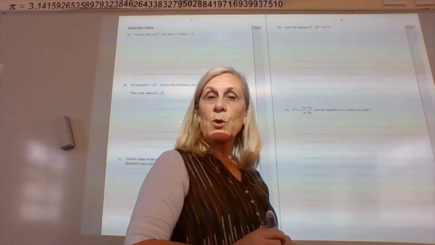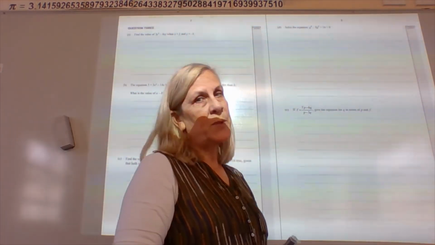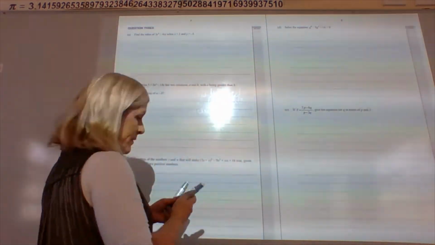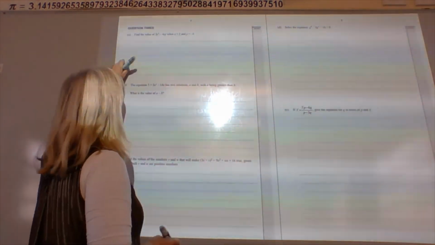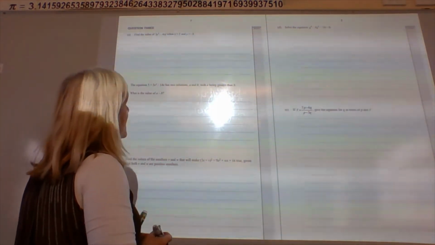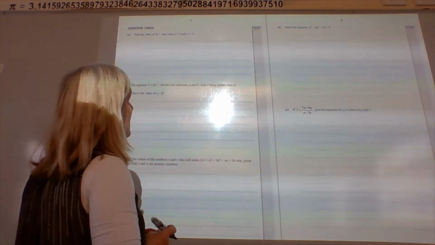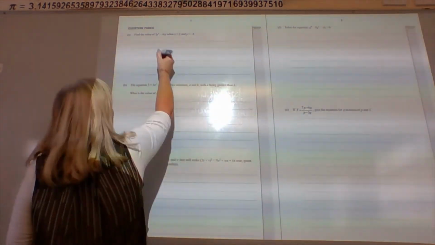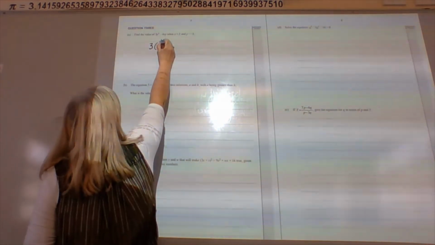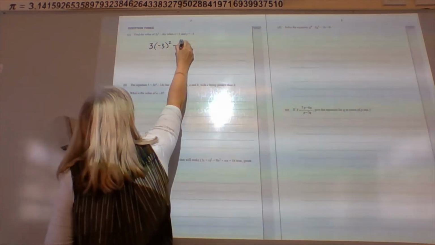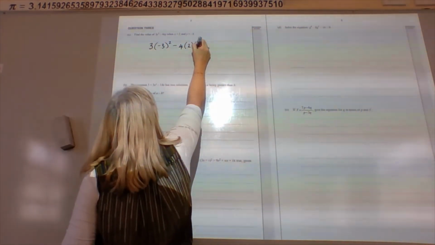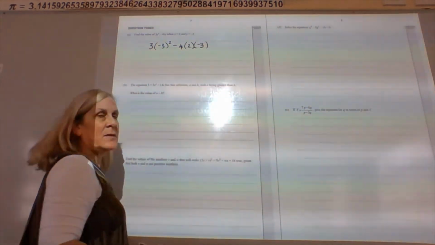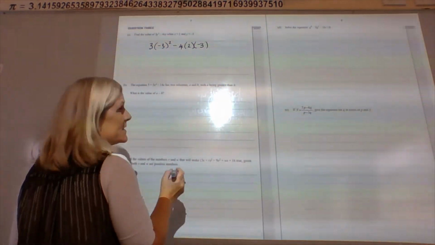Okay, so now we're looking at question 3 of day 2 of the 2021 MCAT. First thing we're going to do is question A, which says find the value of this when x equals 2 and y equals negative 3. So we're substituting. We take 3 times negative 3 squared minus 4 times 2 times negative 3. Make sure you put your brackets in because that makes the answer a bit easier to find.